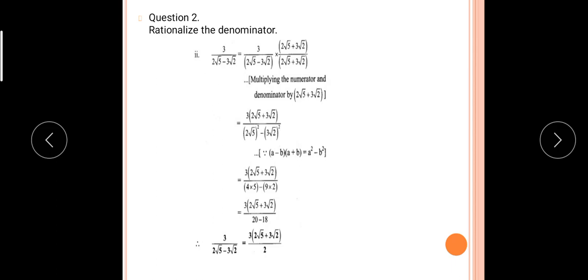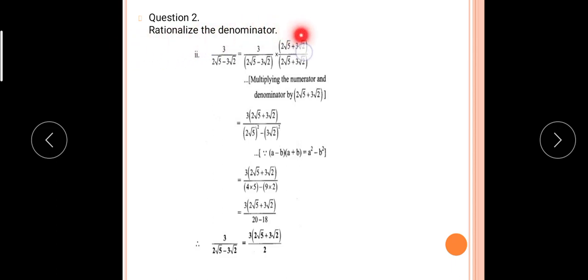Okay. Next, rationalize the denominator. Now 3 by root 2 root 5 minus 3 root 2 is equal to 3 by 2 root 5 minus 3 root 2. How to rationalize the denominator? By simply multiplying by the conjugate pair of the denominator. After multiplying, we have to multiply the numerator as well as the denominator. That is also very important. When you multiply the denominator for rationalization, the same number you have to multiply by the numerator. Then only your answer will be correct. Whatever the numerator may be, even an irrational number, we don't worry about the numerator.